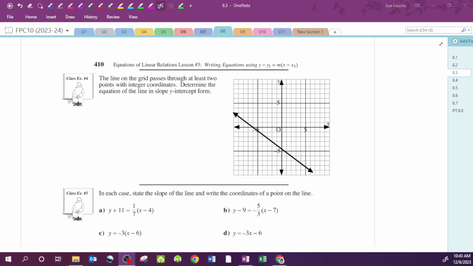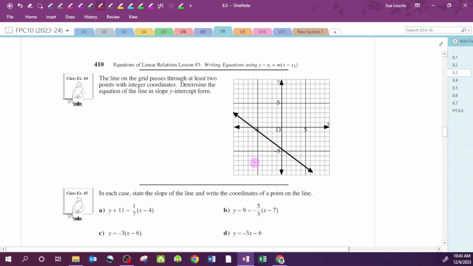Okay, this question says the line on the grid passes through at least 2 points with integer coordinates. Determine the equation of the line in slope y-intercept form. Well, we can't do slope-intercept form directly because our intercept here is not an integer, so we can't be sure that we're reading it correctly off the grid. So we need to use a different strategy.